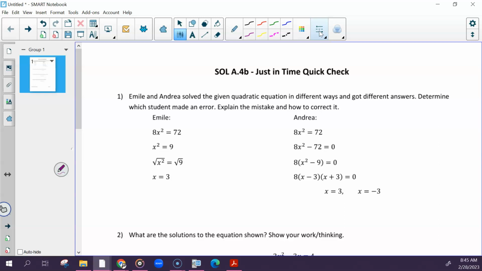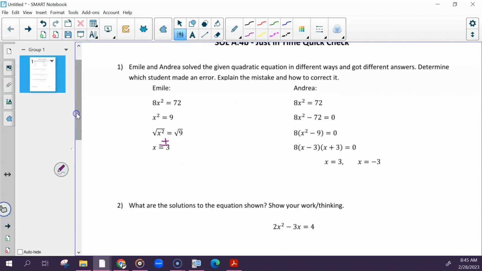So I'll say that for the most part these were solved correctly. The only thing that was wrong was that when they took the square root, it should have been plus or minus. So Emil made the mistake. Had they done the plus or minus because they took the square root, then it would have been fine, even though they got this outside.